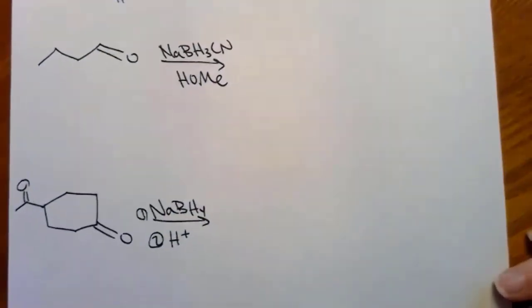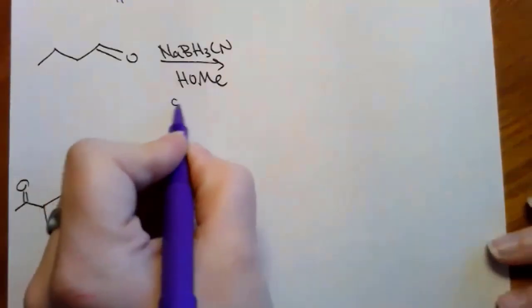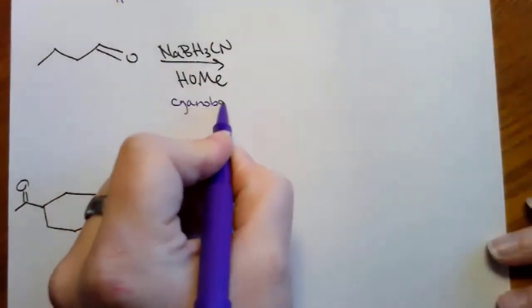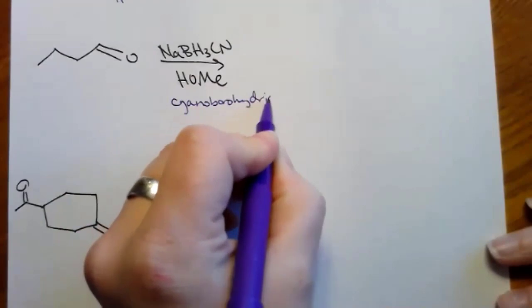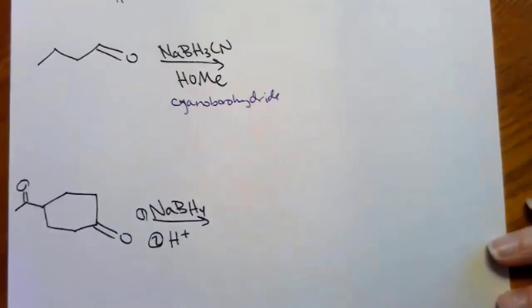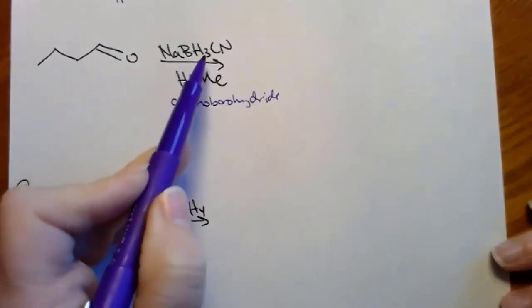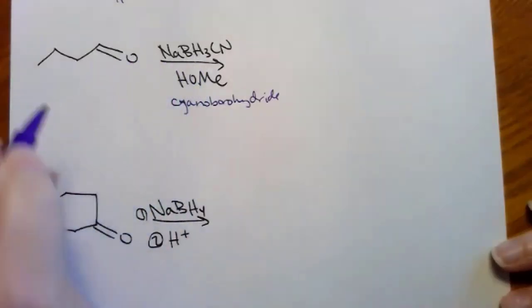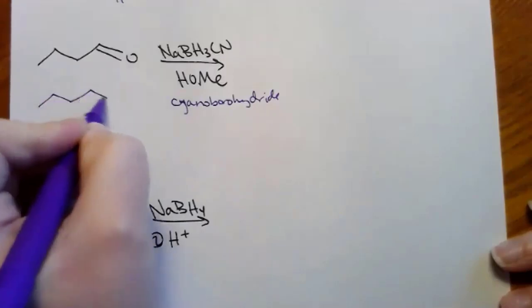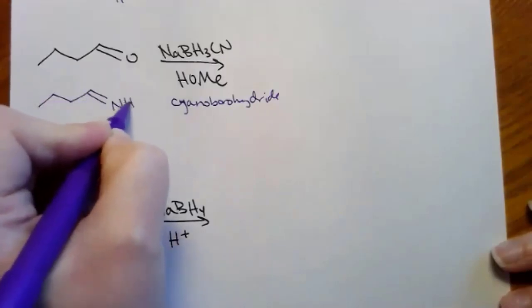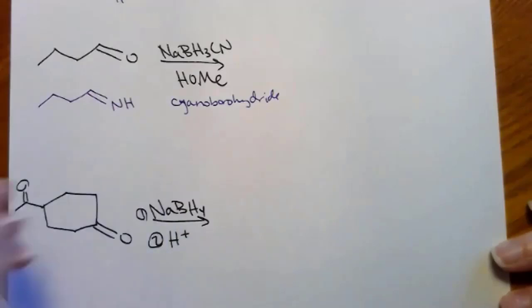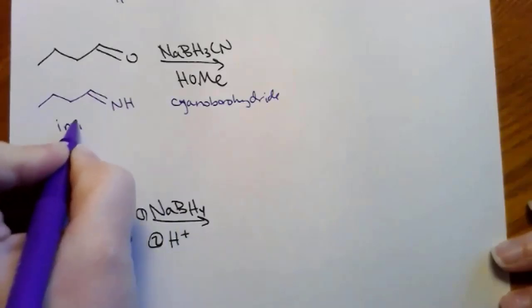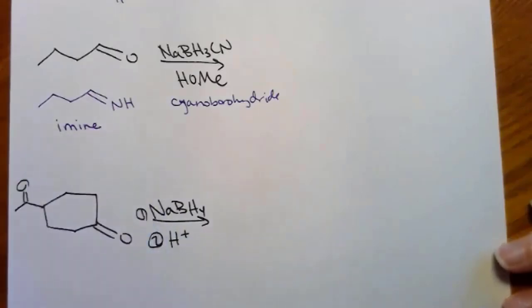Up next, sodium cyanoborohydride and an aldehyde. Whoops. As it turns out, sodium cyanoborohydride does not react with aldehydes, but it does react with these things. What is this thing? This is an imine.